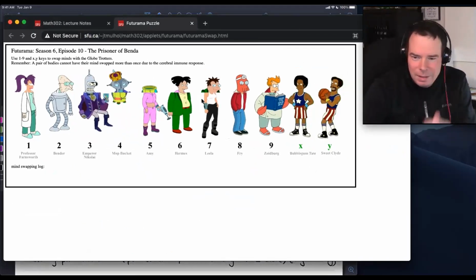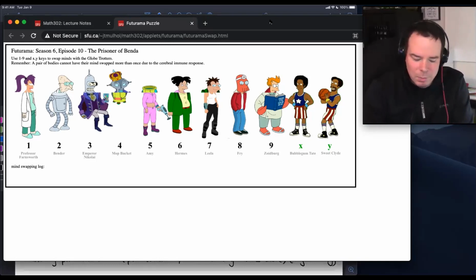The way the applet works is, this is the configuration of all of the brains and minds that got swapped by the end of the episode. We've got our 2 Globetrotters, who are our fresh bodies, and I've denoted them by X and Y. Those are the only ones we can swap through. So the idea is that we've lost track of who went in the machine with whom, and so there's no point in putting any of 1 through 9 in the machine together, because there's a potential that you won't be able to swap their minds due to the cerebral immune response. So you're going to have to use a Globetrotter every time.